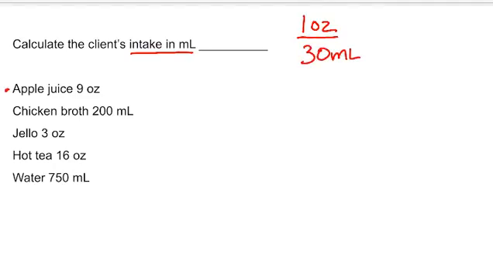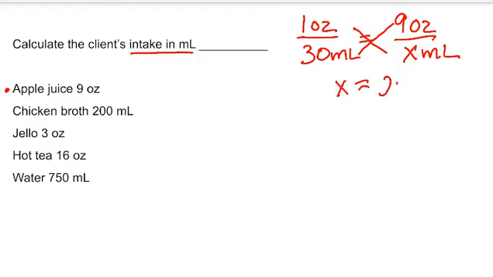So if we look at this apple juice, we can go ahead and convert that because we know we have 9 ounces of apple juice. What we don't know is how many milliliters that 9 ounces would be. So we go ahead and cross multiply to solve, and we get 1x equals 30 times 9. So that's going to equal 270 milliliters. So I'm going to go ahead and convert this right here to 270 milliliters.